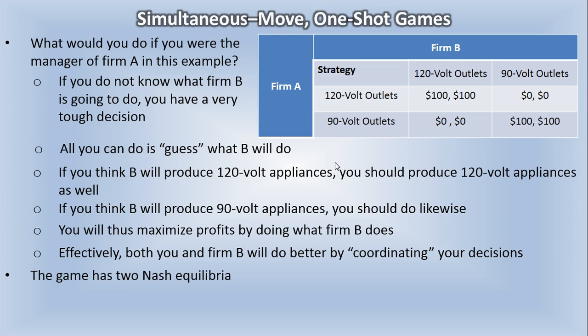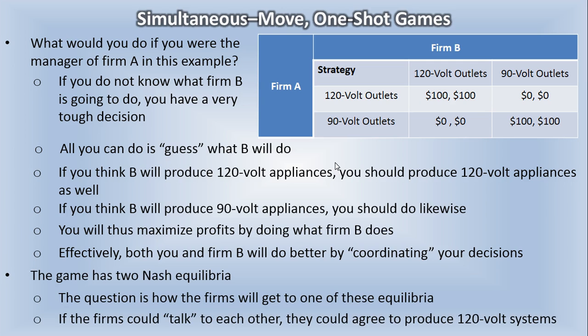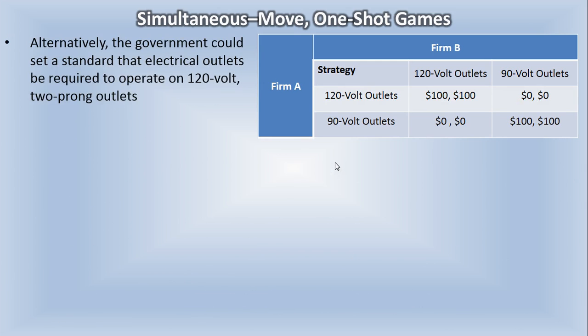So in this situation, the game has two Nash equilibria. So the question is how the firms will get to one of these equilibria. If the firms could talk to each other, they could agree to produce the 120 volt outlets. Alternatively, the government could set a standard that electrical outlets be required to operate on 120 volt two-pronged outlets, which I think is what happened ultimately when this problem was playing itself out in our society. The government is the one that stepped in and said we should just use the 120 volt outlet.